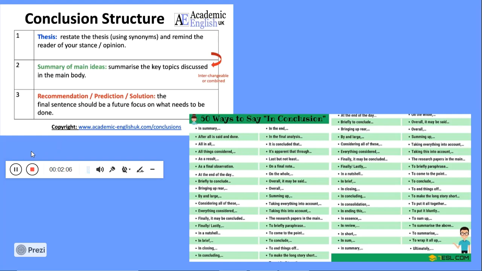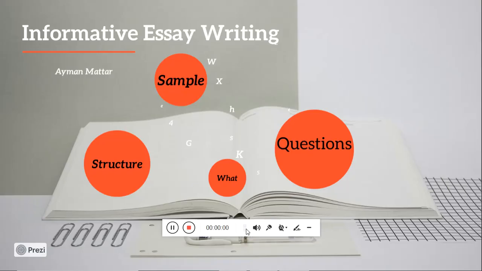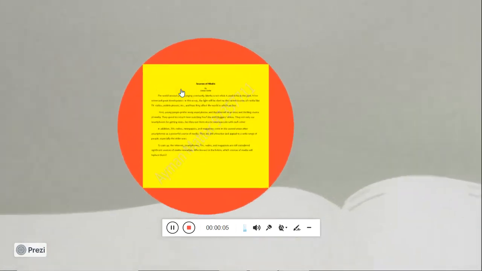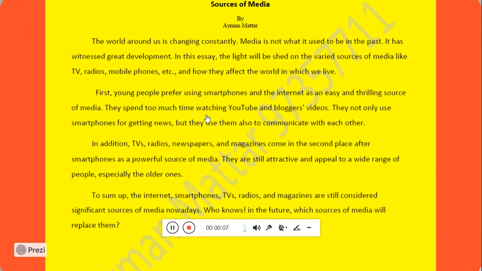Let's move on to the next activity. Okay, let's see what we have next. Here we have got a sample. Okay, this is sources of media. So the world around us is changing constantly. So here I used the word media as a background to the sources of media in the topic. And I said that in this essay, this is called thesis statement. يبقى اللي فوق هذه لحد هنا development دي نسميها grabbers, to grab the reader's attention.